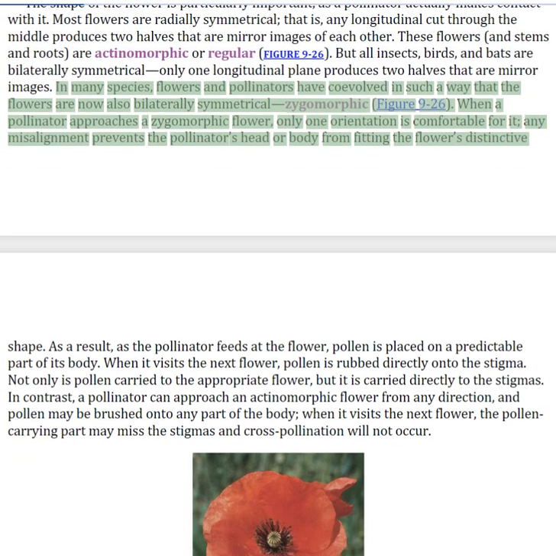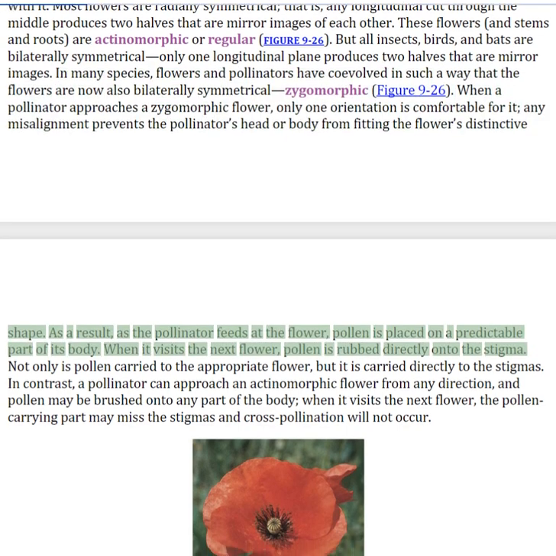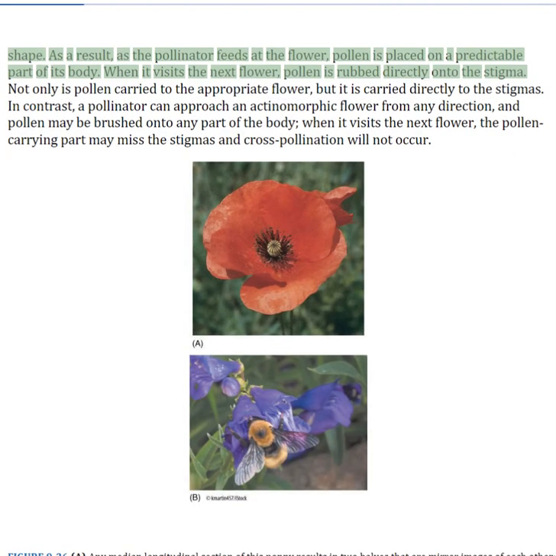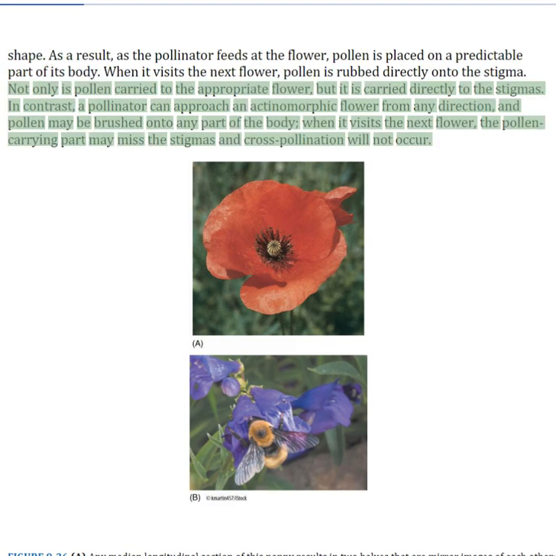In many species, flowers and pollinators have coevolved in such a way that the flowers are now also bilaterally symmetrical, zygomorphic. When a pollinator approaches a zygomorphic flower, only one orientation is comfortable for it. Any misalignment prevents the pollinator's head or body from fitting the flower's distinctive shape. As a result, as the pollinator feeds at the flower, pollen is placed on a predictable part of its body. When it visits the next flower, pollen is rubbed directly onto the stigma. Not only is pollen carried to the appropriate flower, but it is carried directly to the stigmas.